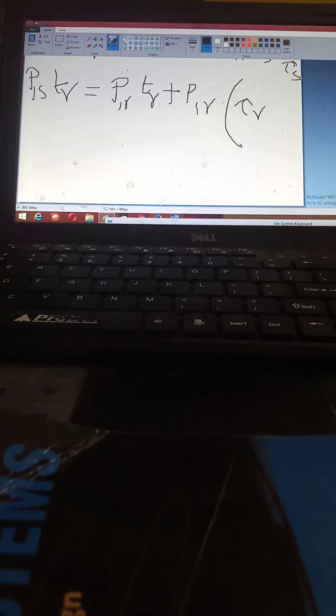So this is the formula. What is the formula? Once again I will write: P1S TR is equal to P1R TR plus P1R into tau R by tau S into TS. So this is the formula.